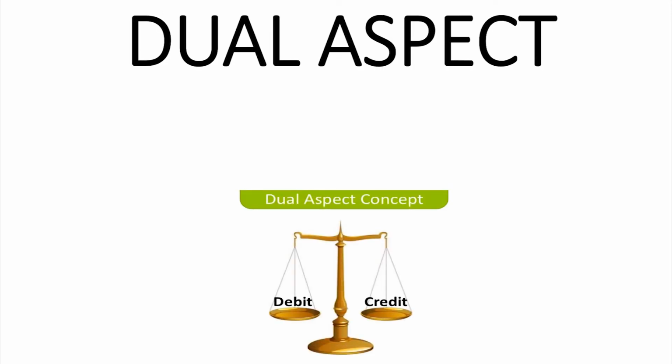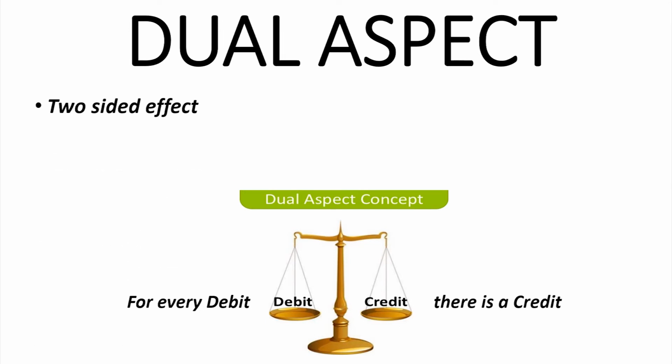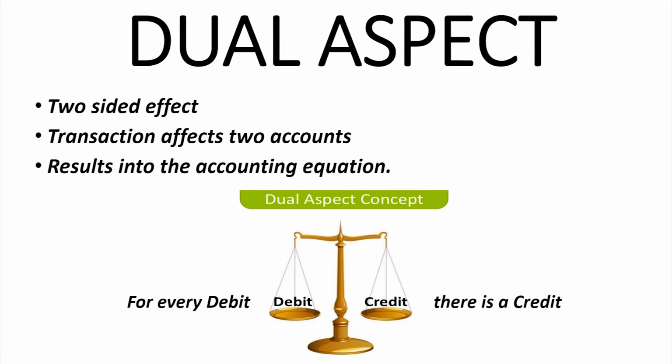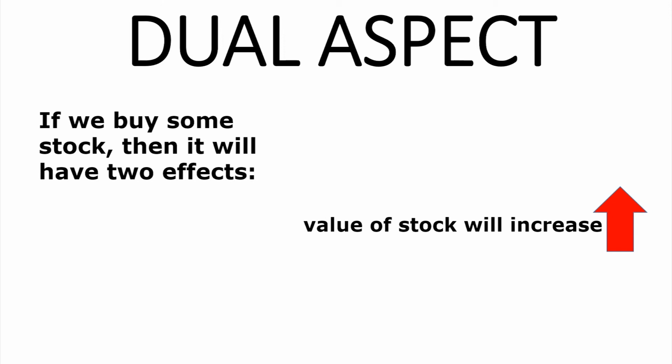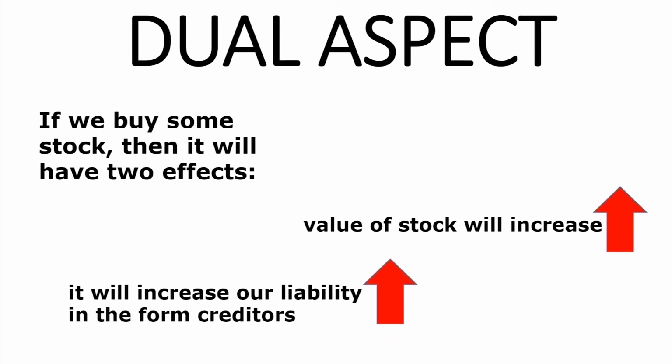Next concept is dual aspect concept. For every debit, there is a credit. Every transaction should have a two-sided effect to the extent of same amount. It states that every transaction affects two accounts in their respective opposite sides. This concept results into the accounting equation. For example, if we buy some stock, then it will have two effects. The value of stock will increase, and it will increase our liability in the form of creditors.